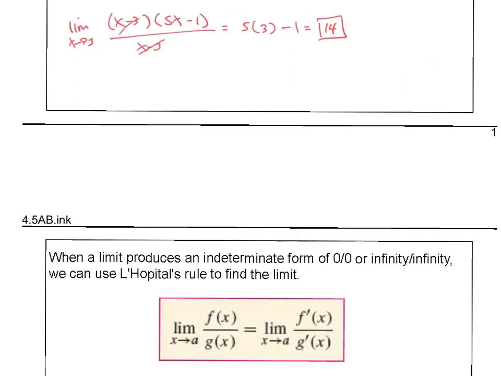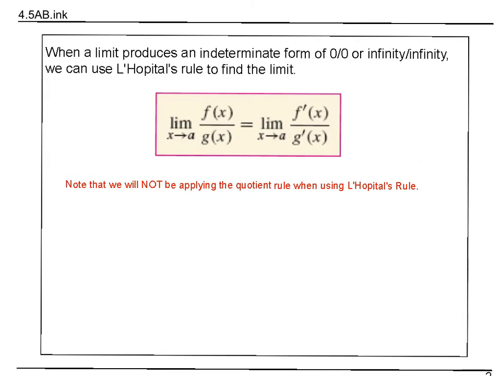There's another way to evaluate this limit, though. So when a limit produces an indeterminate form of 0 over 0 or infinity over infinity, so different than all indeterminate forms, this one has to be in fraction form. So we can use L'Hopital's rule to find the limit, which says you can derive the numerator and the denominator independent of one another, so not the quotient rule. And you can do this successive times until you arrive at an answer. It is removing those repetitive factors is what it's doing.